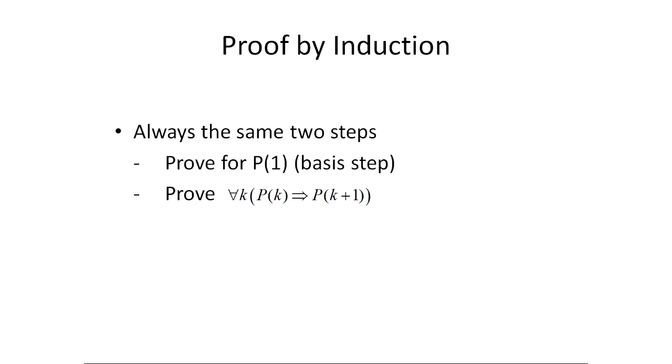Now, some textbooks would tell you this would be P of 0, but for us, we're going to use P of 1. And then we want to prove that for every k, if the property is true for k, then it has to be true for k plus 1. So that's what that notation means. P of k means the property is true for k, and P of k plus 1 means the property is true for k plus 1. So the general outline of our proof will be: prove that it works when you plug in 1.